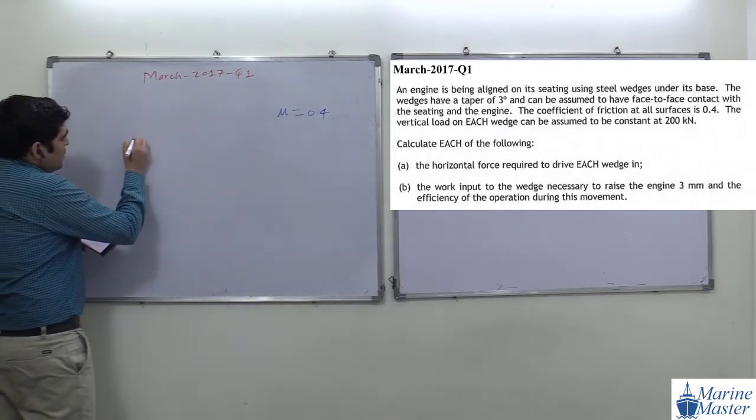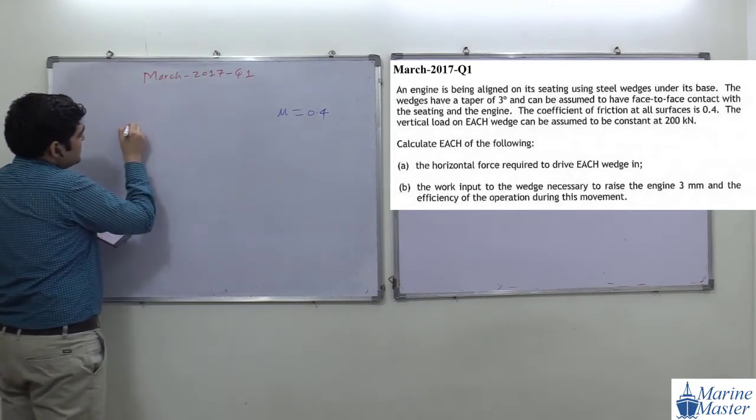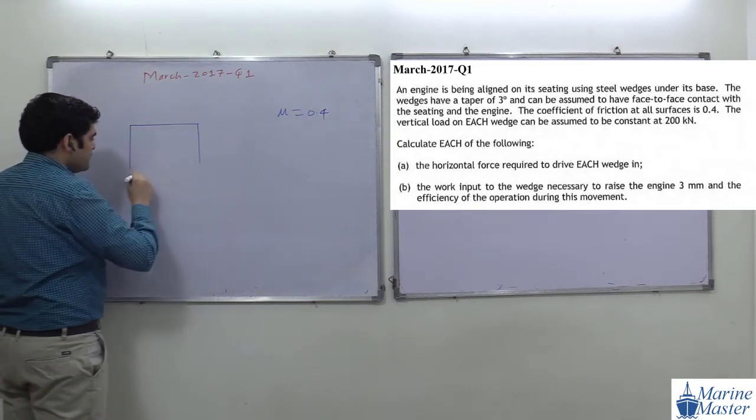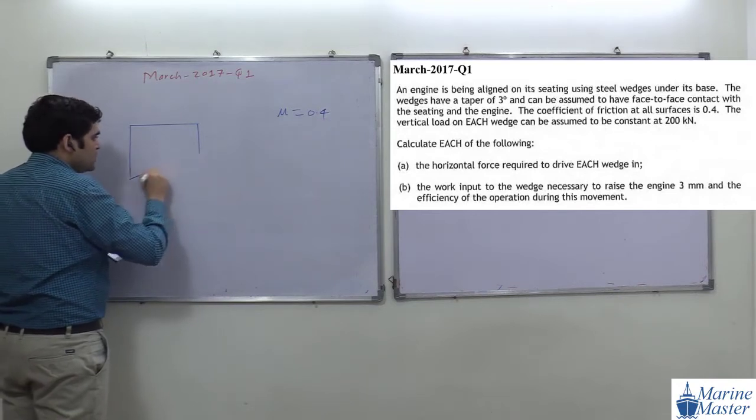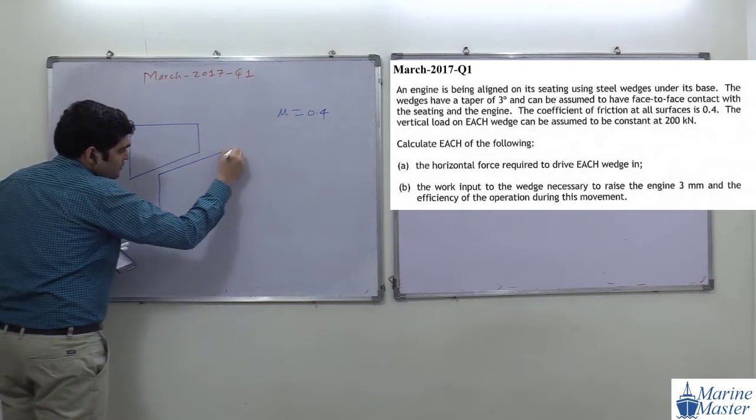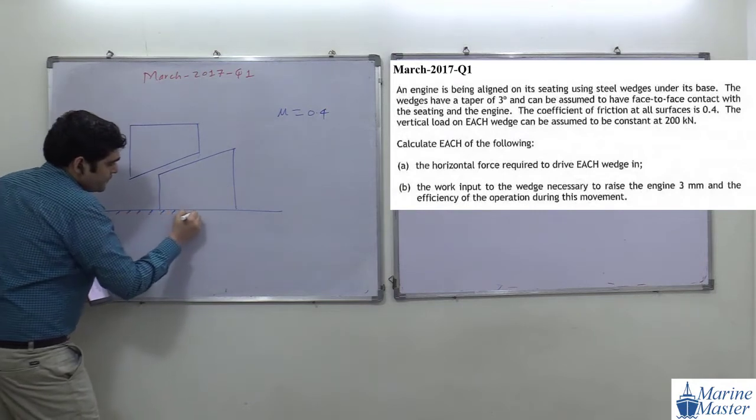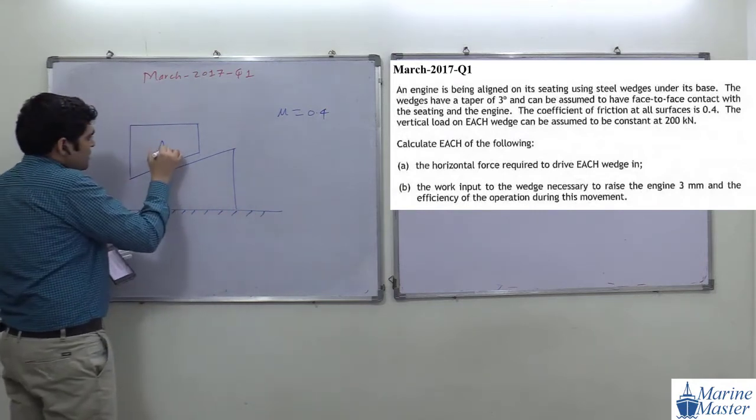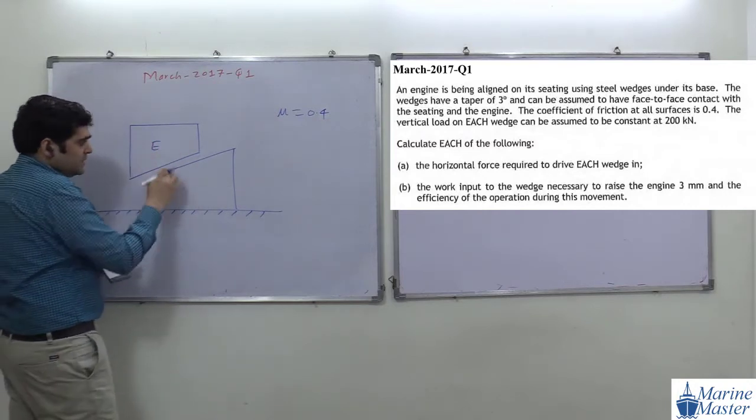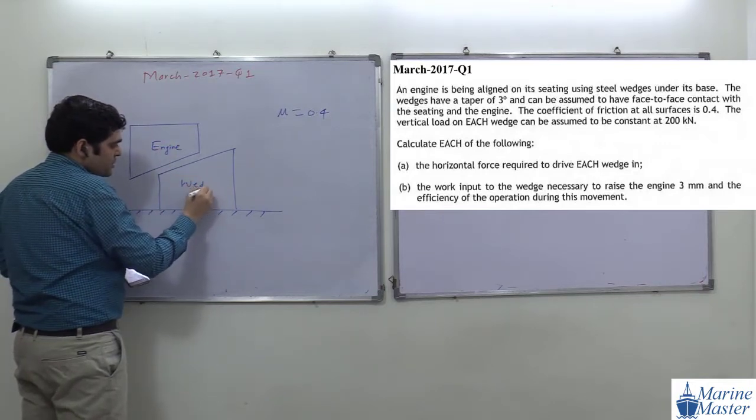Okay, see the scenario, how I am going to draw this drawing. Suppose this is what the engine is sitting on. This is just a schematic drawing, guys. This is the seating of the engine. Here we have a wedge. This is our A part, this is our engine part, the engine seating, and this is our wedge. Try to see the scenario.